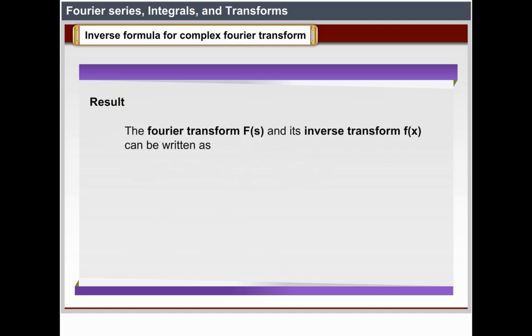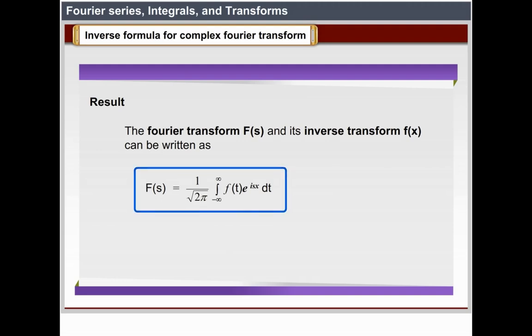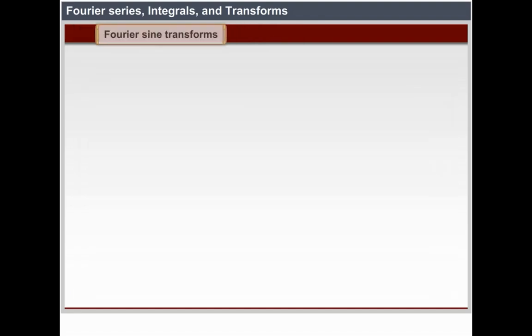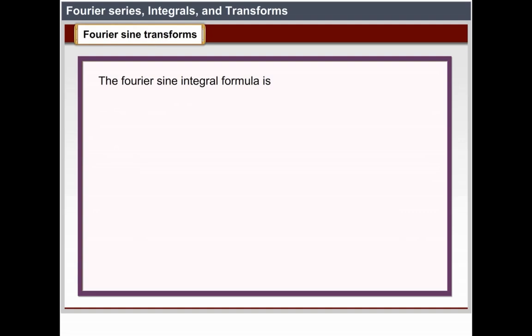Result. The Fourier transform F(s) and its inverse transform f(x) can be written as F(s) = 1/√(2π) ∫ from −∞ to +∞ f(t) e^(ist) dt and f(x) = 1/√(2π) ∫ from −∞ to +∞ F(s) e^(−isx) ds. Fourier sine transform. The Fourier sine integral formula is f(x) = 2/π ∫ from 0 to ∞ sin sx ds ∫ from 0 to ∞ f(t) sin st dt.